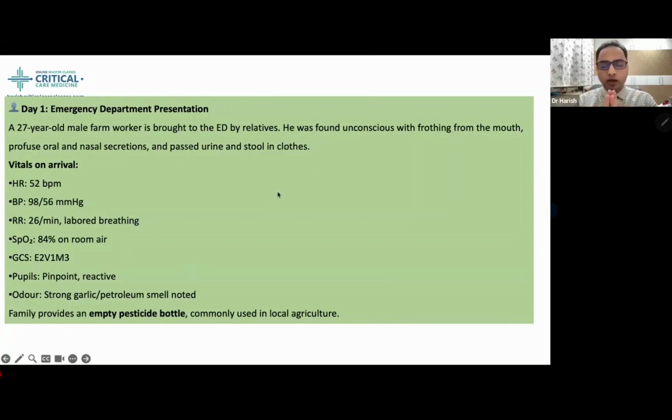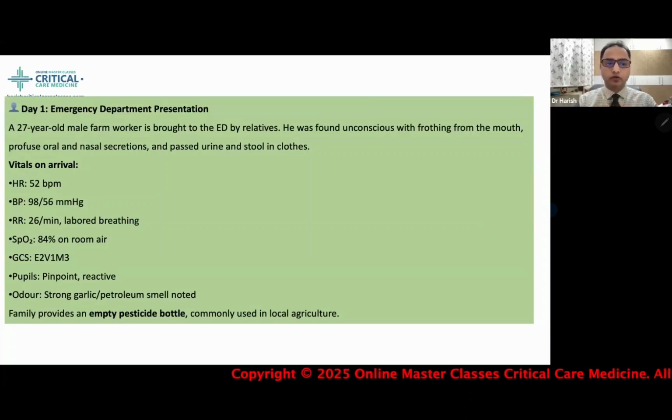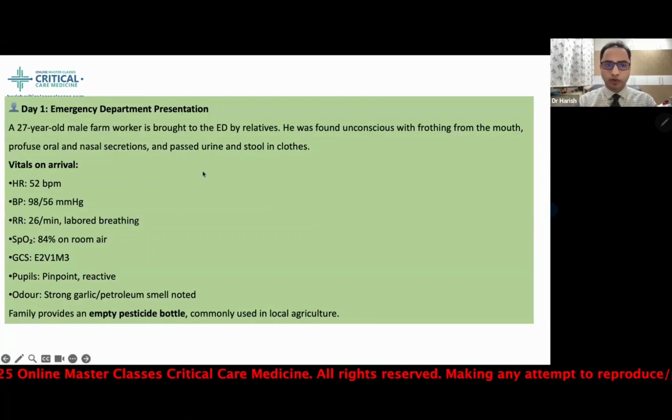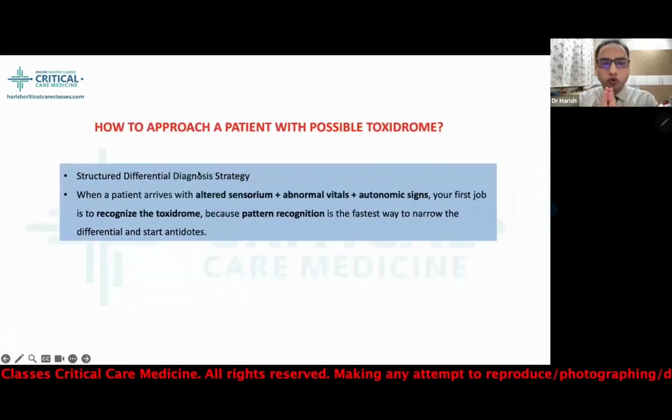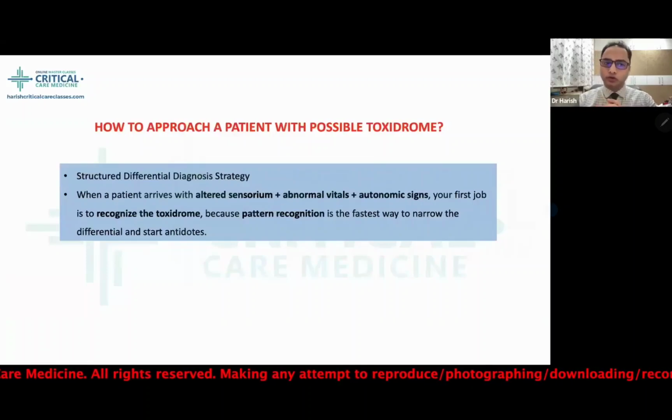See, most of the data has been given here. The only thing is you need to narrow down and put everything together into some sort of toxidrome. So this is a young patient with a farming background, who presented with bradycardia, borderline blood pressure, altered sensorium with a drop in GCS, and pinpoint pupils. So how are you going to narrow down? How to approach a patient with a possible toxidrome?